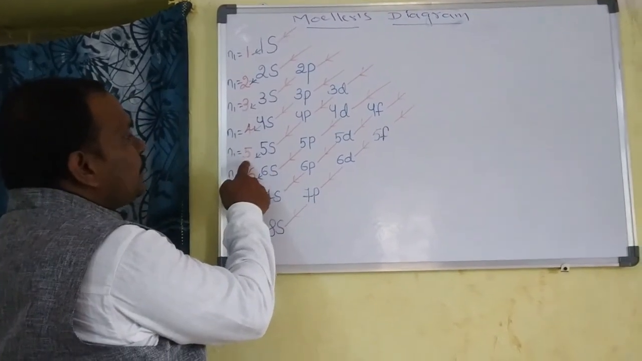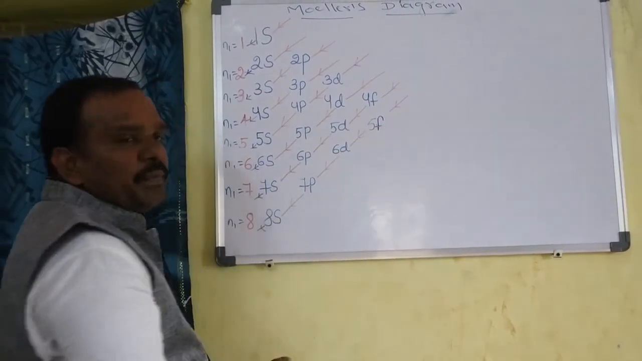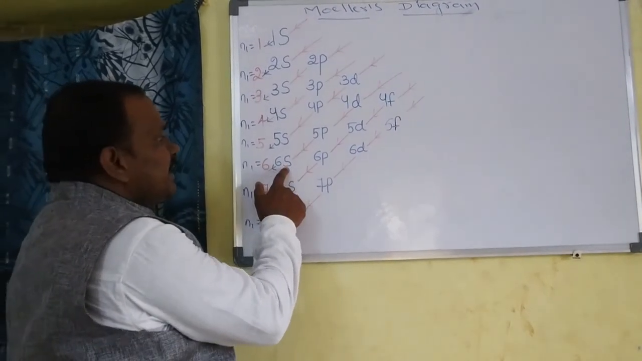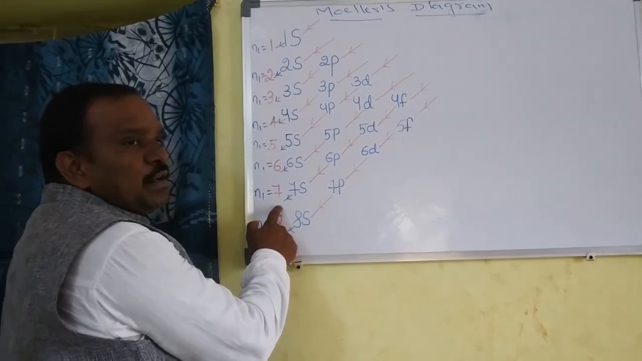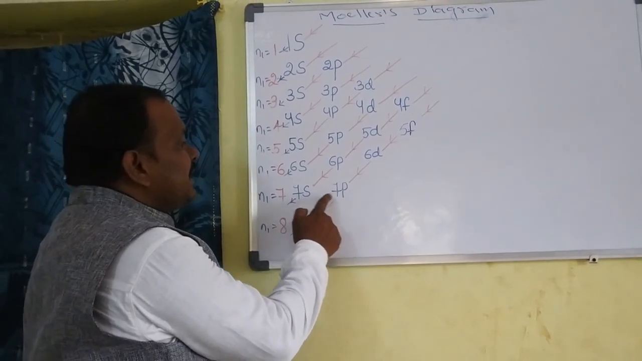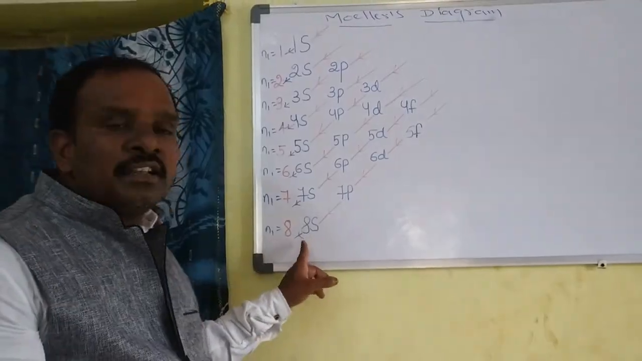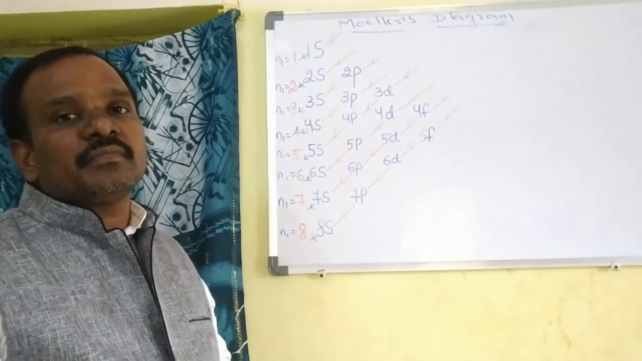n equal to 5, 5s, 5p, 5d, 5f. And n equal to 6, 6s, 6p, 6d. Here n equal to 7, 7s, 7p. Finally n equal to 8, we write 8s. This is the Moeller's diagram.